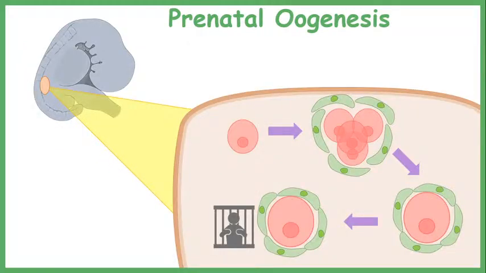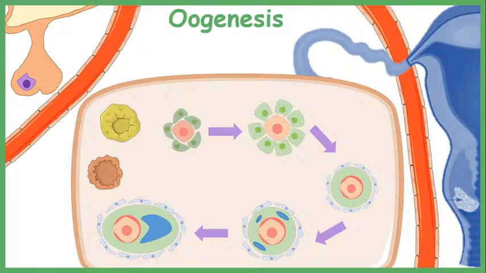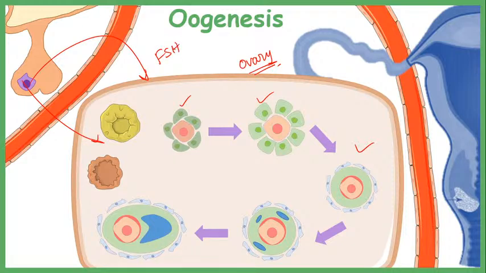Now we are going to the oogenesis part. Basically what happens in the oogenesis, there are cyclic steps that take place within the ovary under the influence of what hormones? FSH and LH. And finally what happens? There are different follicles. All of these are known as ovarian follicles.